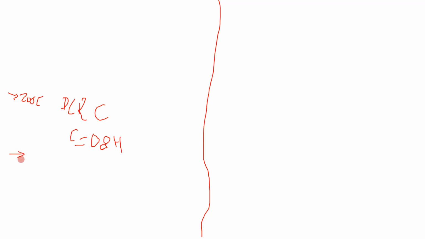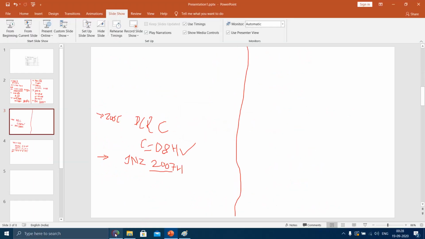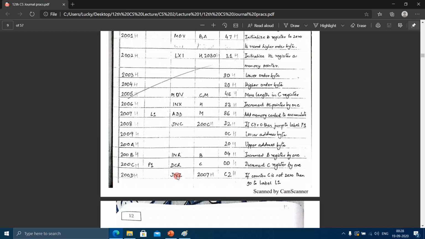Next instruction which you will see is JNZ 2007. So this is jump on not 0. After decrementing C, did we get 0? No. So the condition is satisfied, there is no 0. So it will jump to location 2007. When you check, you will just check what is at location 2007. So from JNZ, it will jump to location 2007.